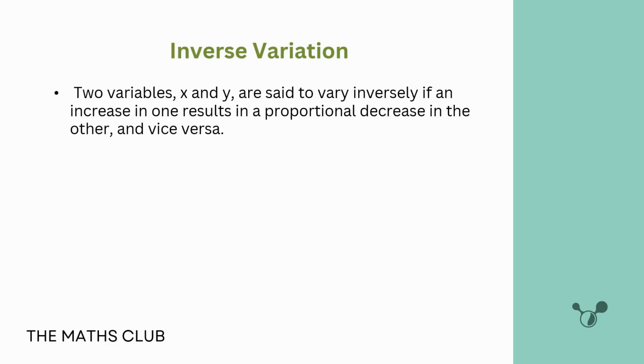Great. Inverse variation. So two variables, x and y, are said to vary inversely if an increase in one results in a decrease in the other, and vice versa. A good example that comes to mind is that the more healthy you are, the lesser the chances of you falling sick. So there's an inverse relationship between both of them, health and sickness.